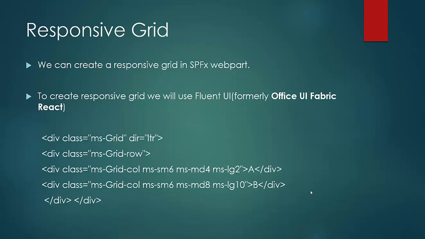So in today's video, we will directly go to Visual Studio Code and we will see how to create a responsive grid. Over here, I am just showing a sample of how the code will look for this responsive grid. It will be div class ms-Grid, then div class ms-Grid-row, then ms-Grid-col. So initially there will be a grid, then in the grid we will create a row and inside the row we will create columns.